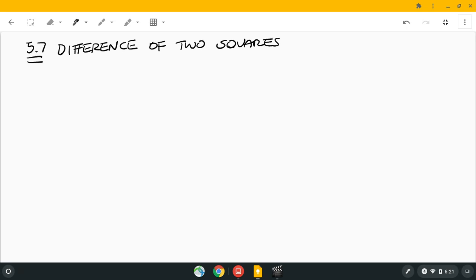We are covering 5.7 here. This is going to be the first video. We're continuing with factoring, so take notes. 5.7, part 1, difference of two squares. And then in part 2, we'll address sum and difference of two cubes. Okay?